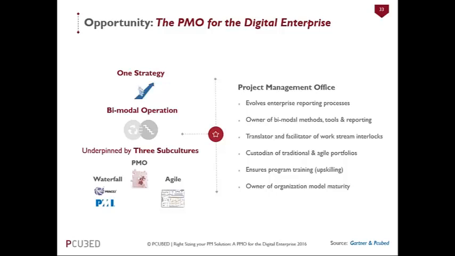All right, so to wrap up and close this with a summary, we're taking one of the slides that John had put together and put out with the agile and bimodal approach. So our opportunity, the PMO for the digital enterprise: you basically have one strategy for the organization. You have two modes of operation and three subcultures, so waterfall, agile, and then finally the PMO.